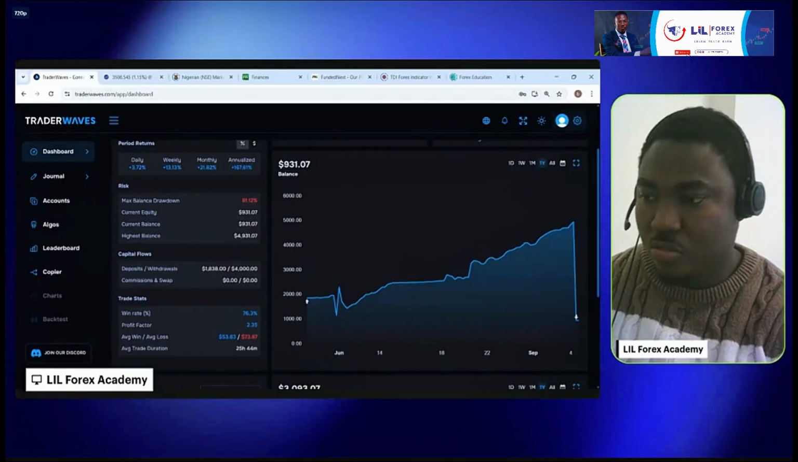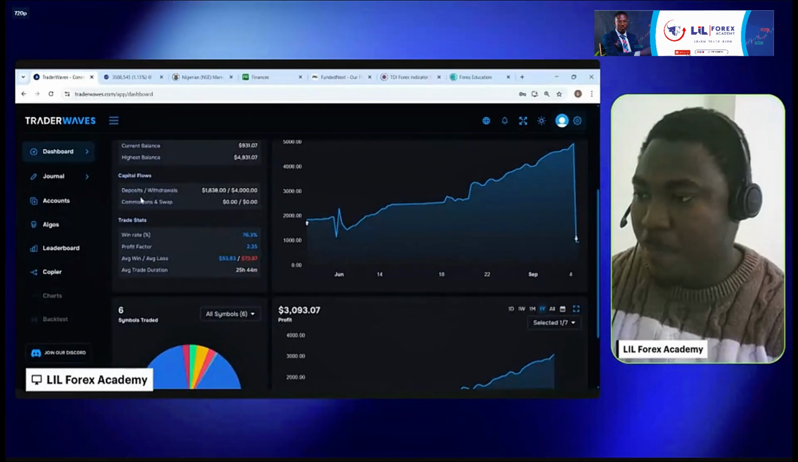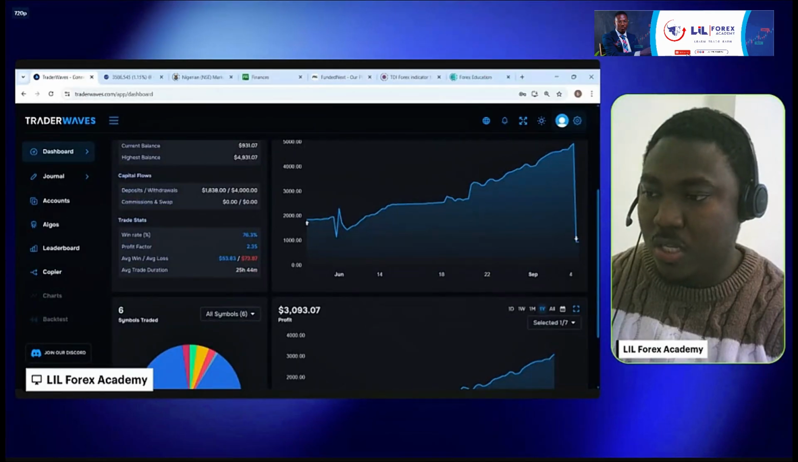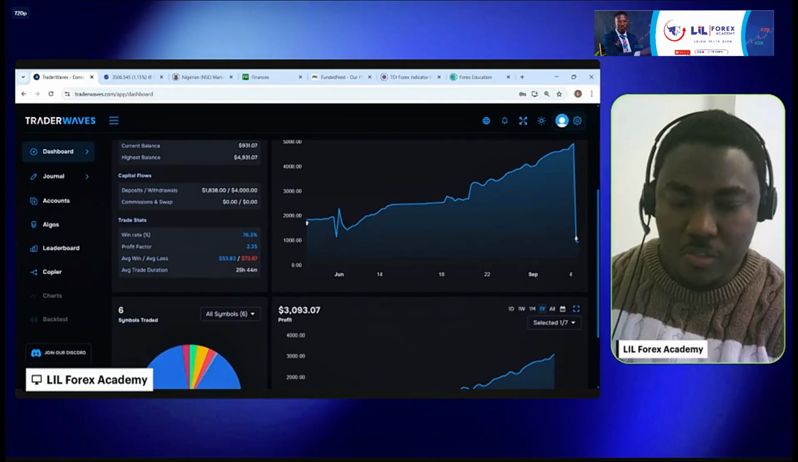4,931 before I withdrew. So I withdrew 4,000. So you can see here, I deposited 1,838 into this account, and I just withdrew $4,000.